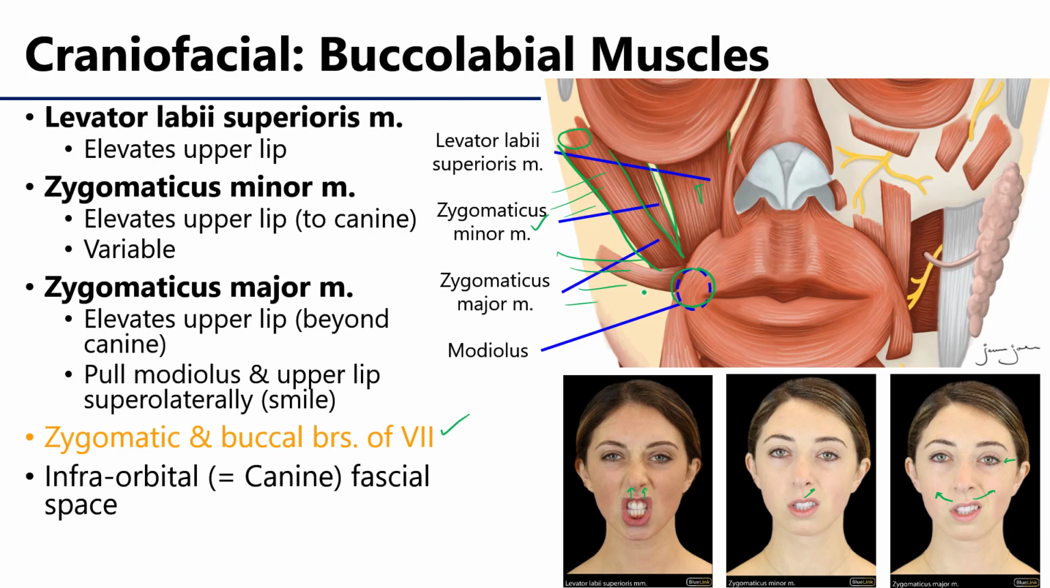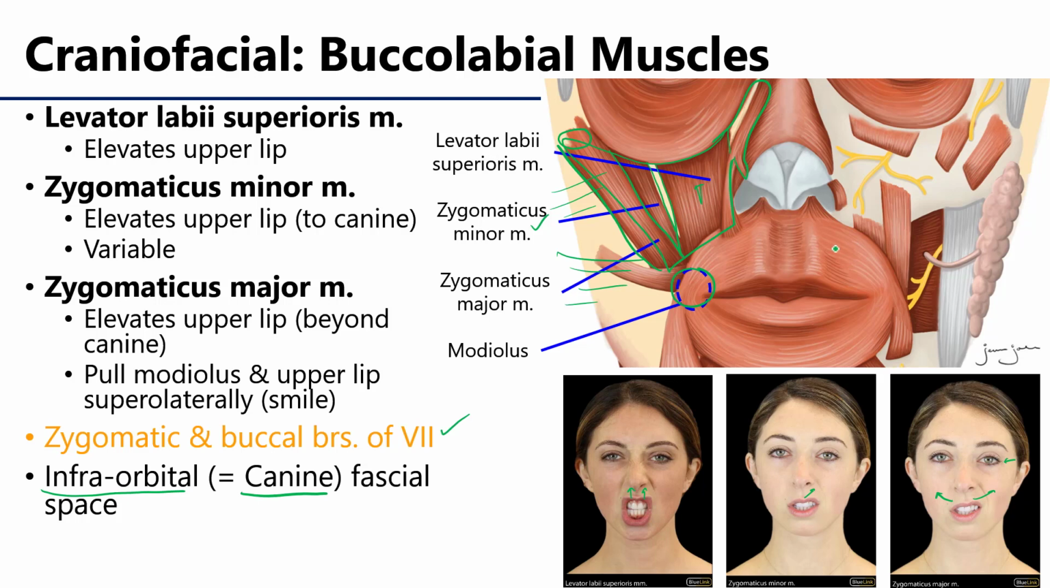Behind these muscles, so if you were to take a look at these as a group, and you can even include this one, the nasal muscle here, behind those muscles is a fascial space known as the infraorbital or canine fascial space. Anatomists will call it the infraorbital space. Clinicians like to call it the canine space because, well, it's largely going to be posterior to the canines.